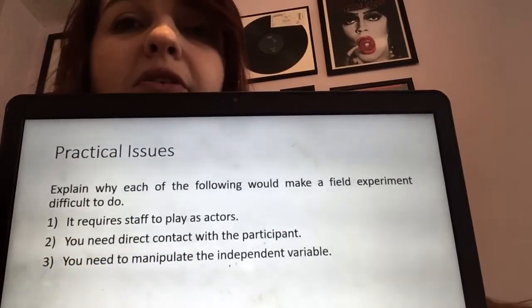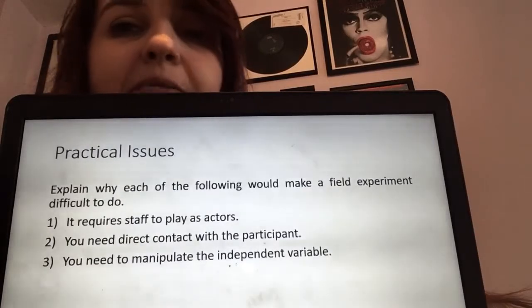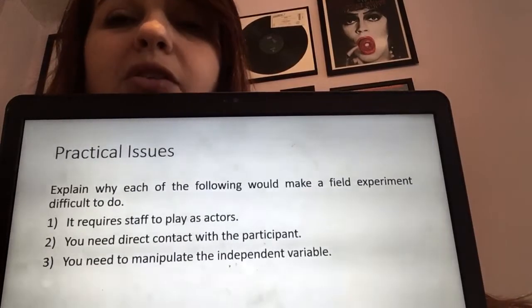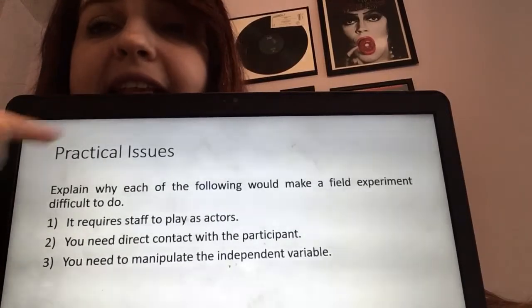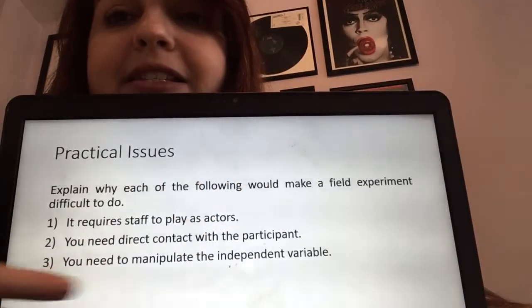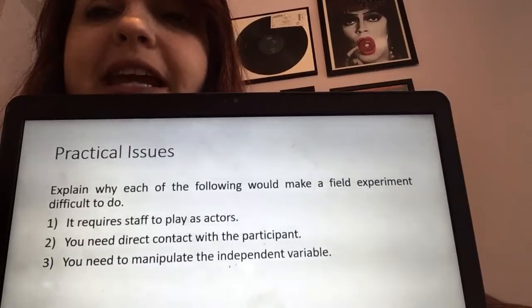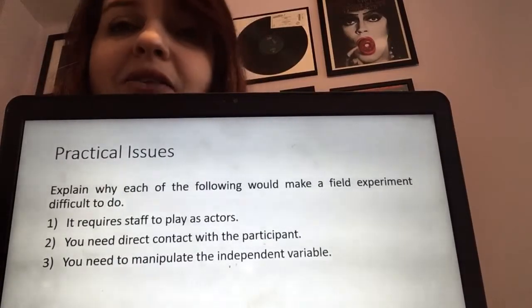If you just observe loads of people on Tinder dates, you'd be very lucky to find someone who looks a lot more overweight than they did in their Tinder photo. So this has allowed you to manipulate that and study exactly what you want to study. If I could get you to put that in your own words as your evaluation point.